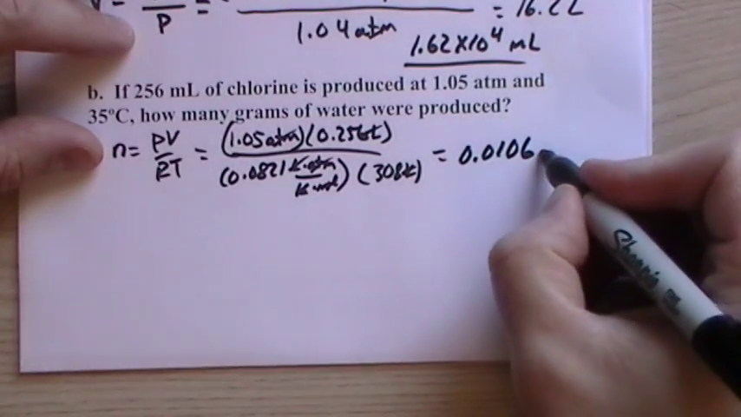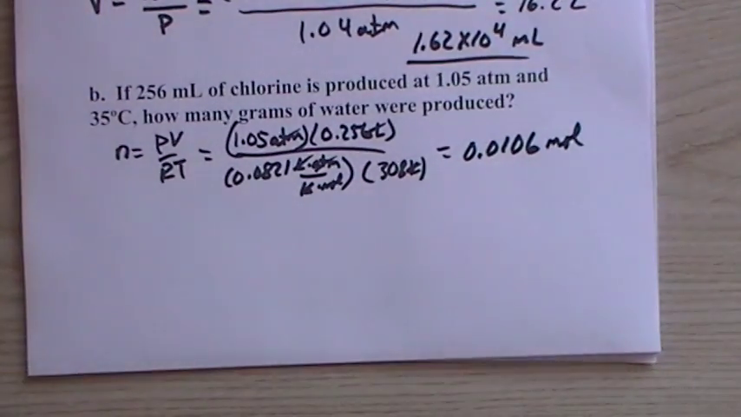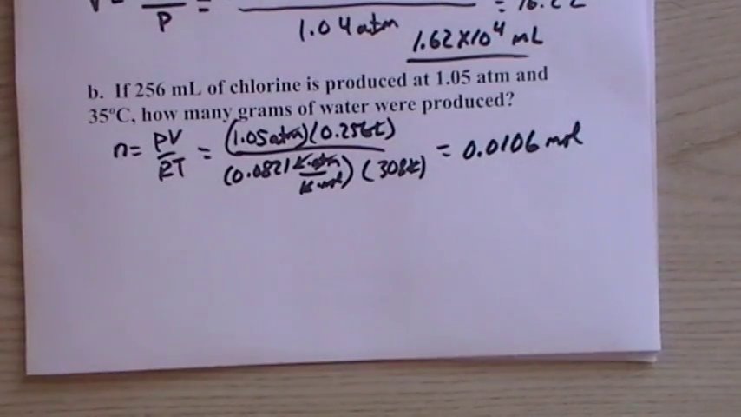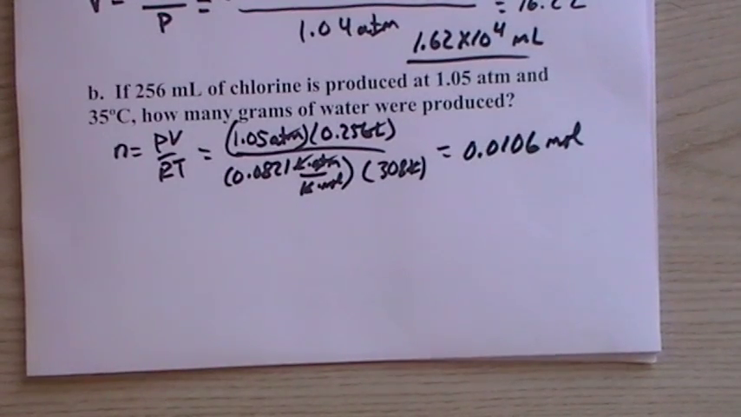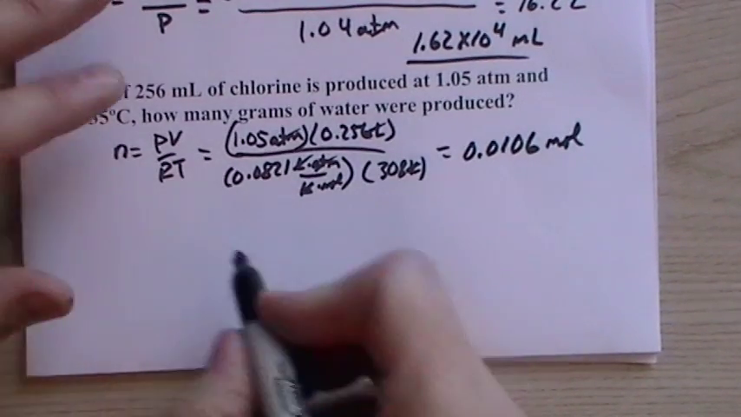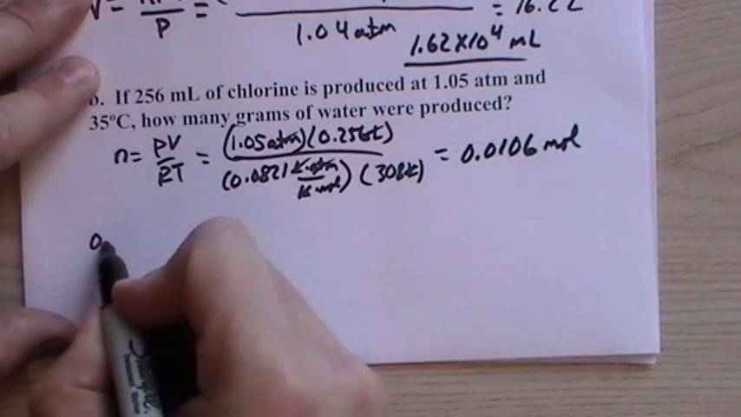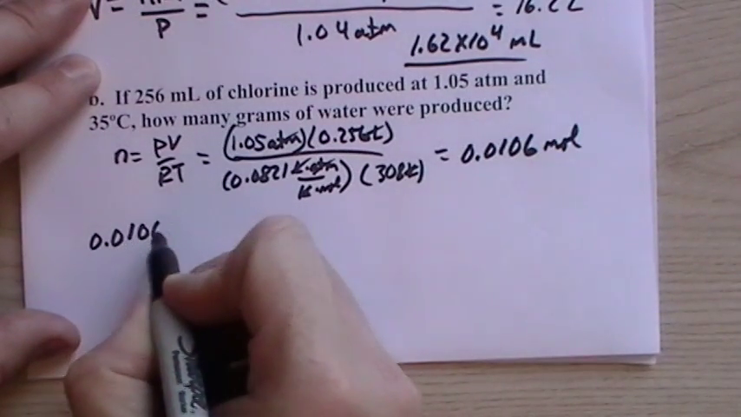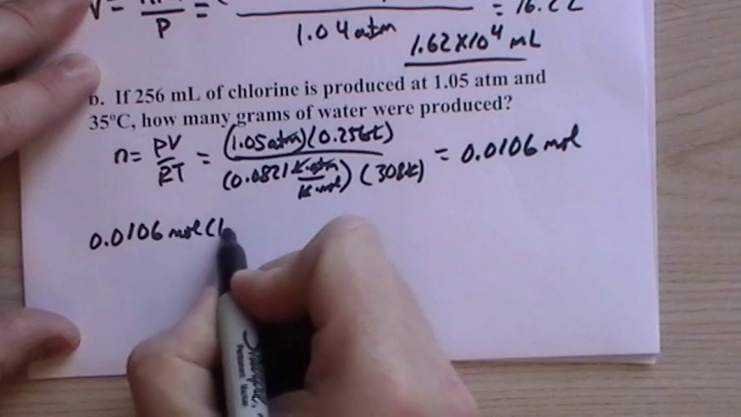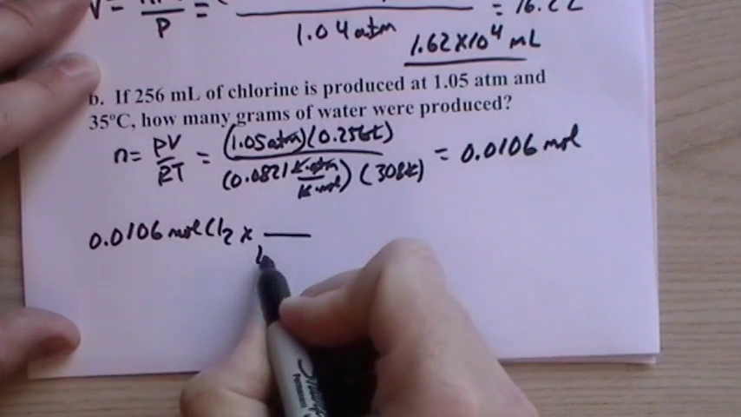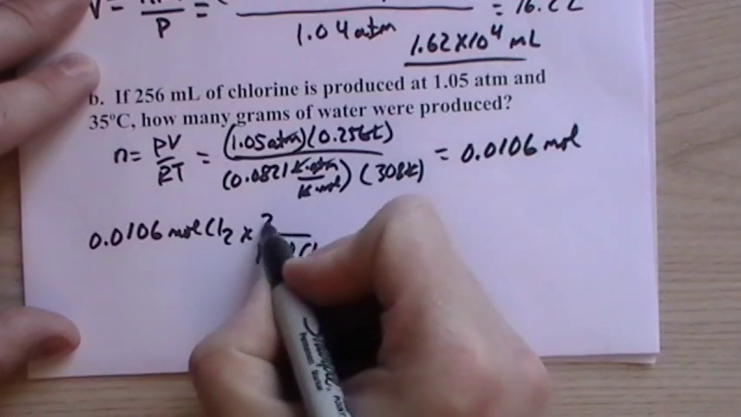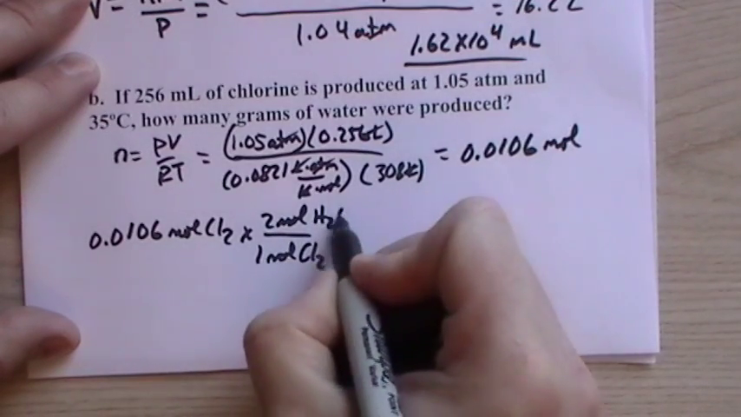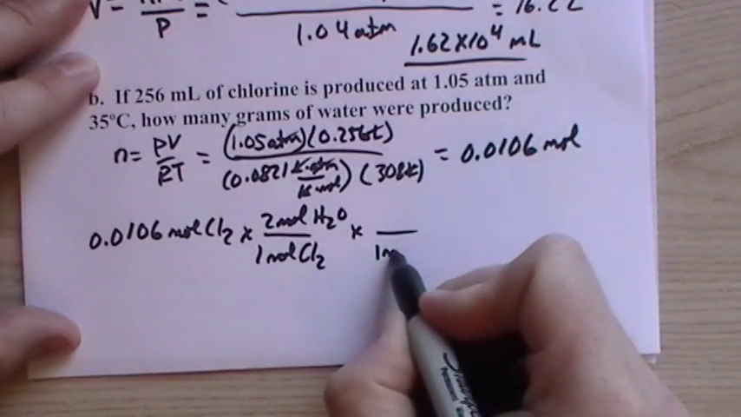So we have this many moles of chlorine. I'm going to double check that. 1.05 times 0.256 divided by 0.0821 divided by 308. And now that we have moles of chlorine, we can go to the equation. 1 mole of chlorine, what are we trying to find? Water is 2 moles of water. And 1 mole of water.